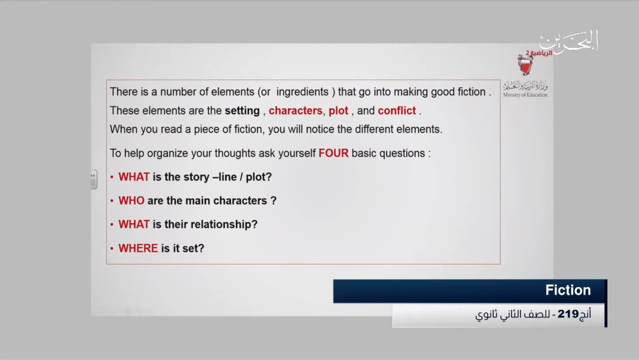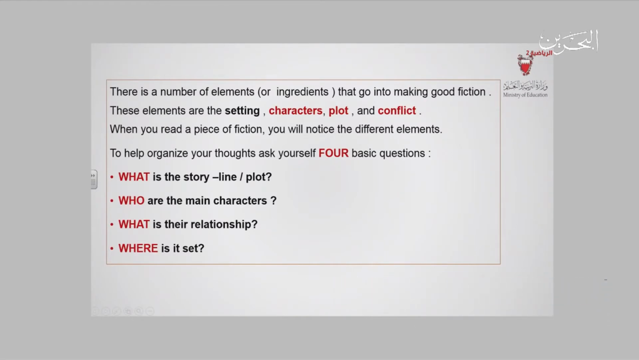So the questions usually are, what is the story, the line or the plot? Who are the main characters? What is their relationship? Where is it set? By answering these questions, he or she is actually answering the elements of fiction.